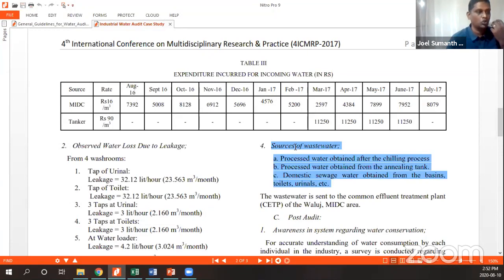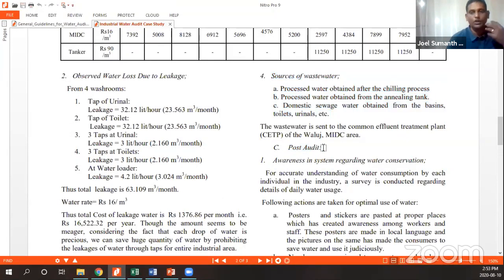Then your final post-audit process comes. Post audit is the final part where you give your suggestions and recommendations based on your findings. You analyze, you survey, and you find out how much water is being sourced, how much is purchased from the development corporation, how much is purchased from the tankers, how much is drawn from the groundwater, how much you're getting from the rainwater, and you're identifying how much water is being lost through leakages and wastage.